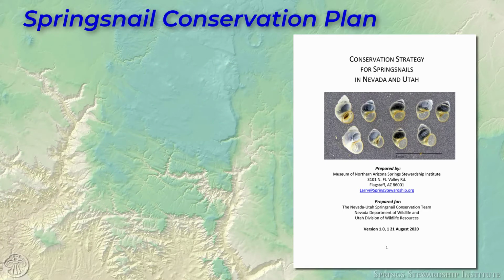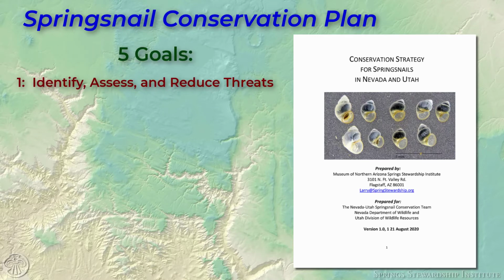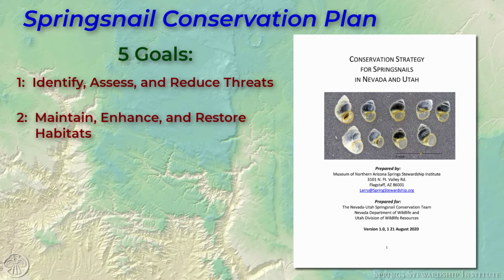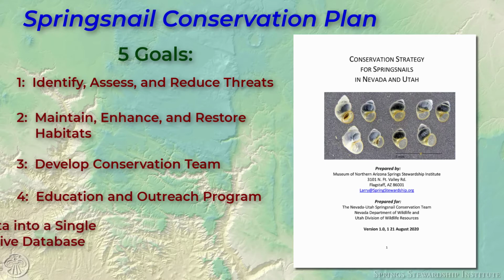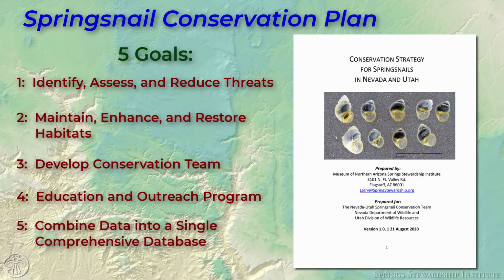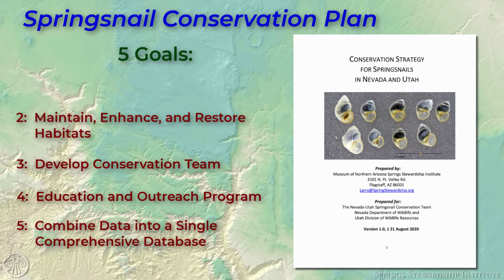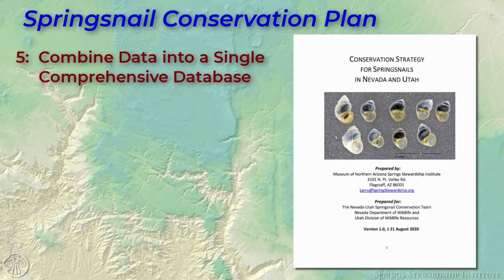This spring snail strategy provides an integrated plan for the largest spring stewardship plan in the nation and works toward 5 primary goals. First, to identify, assess, and reduce threats to 103 spring snail taxa and their habitats. Second, to maintain, enhance, and restore habitats. Then to develop a spring snail conservation team, then to create an effective education and outreach program for landowners, agencies, and the general public, and finally and especially to compile spring snail ecology and distribution data into a single database, which of course is contained in Springs Online. Now this last goal provides the long-term data set that lets us accomplish the other 4.